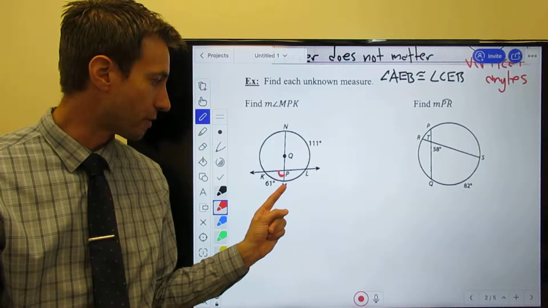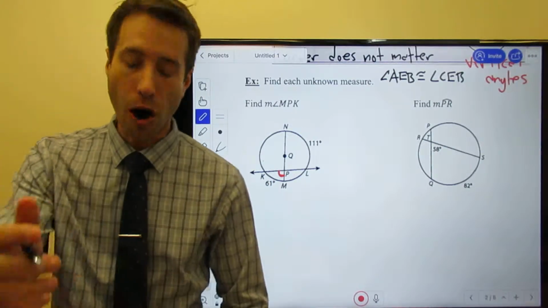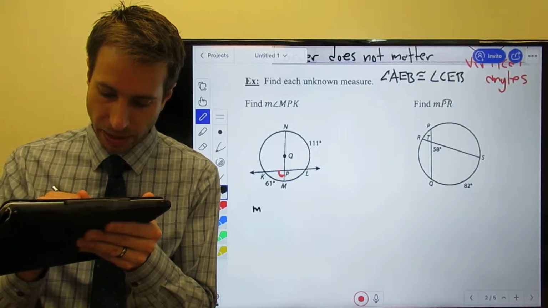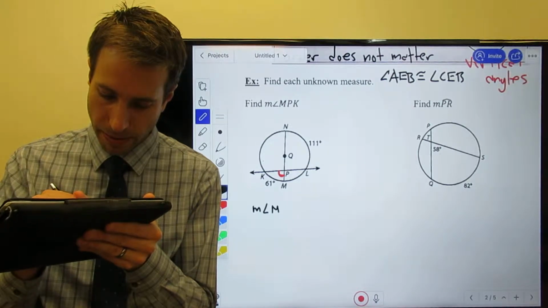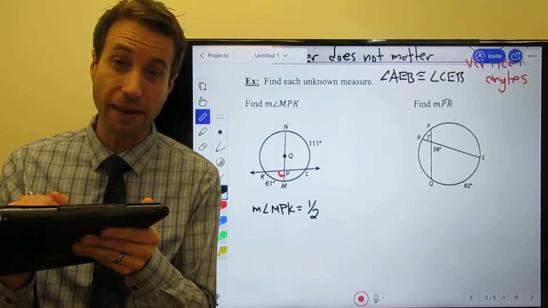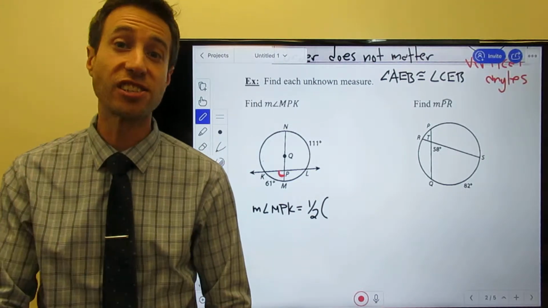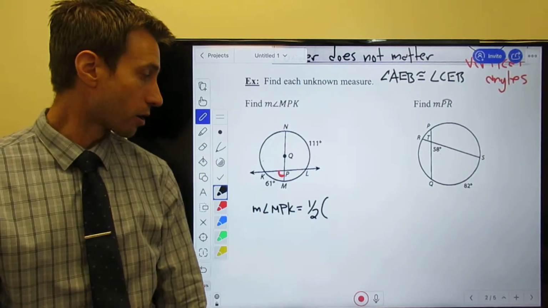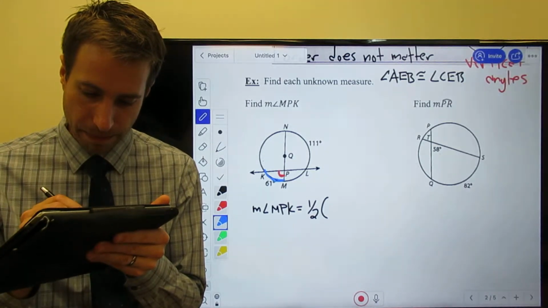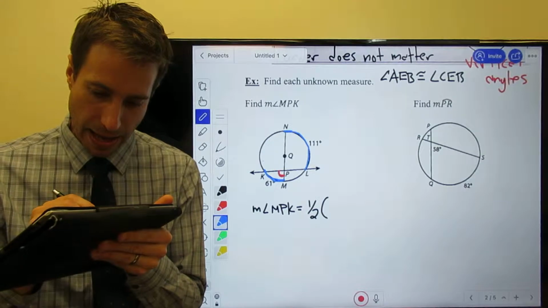I want you to find the measure of angle MPK. All right, well, here we go. Here's what the theorem says. The theorem says that the measure of angle MPK is equal to one half the sum of the arcs, right? What arcs? These guys, KM and NL, right?